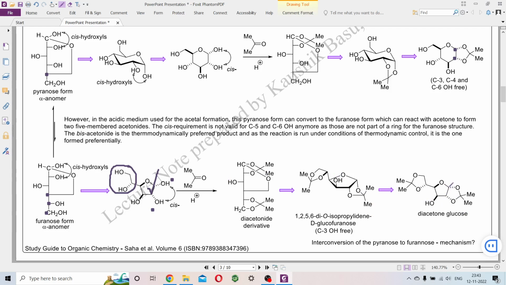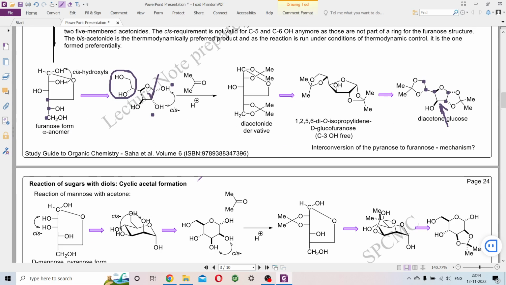As you can see, C1 and C2OH are blocked. C4OH is obviously blocked. C5 and C6OH are also blocked, and it is actually the C3OH which is free. So whenever you react acetone with glucose, remember it is the diacetone glucose which is forming, not from the more common pyranose form but from the less common furanose form, where it is the C3OH which remains unreacted. One acetonide forms between C1 and C2OH, the other between C5 and C6OH.